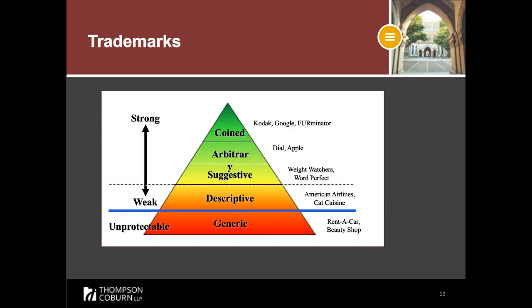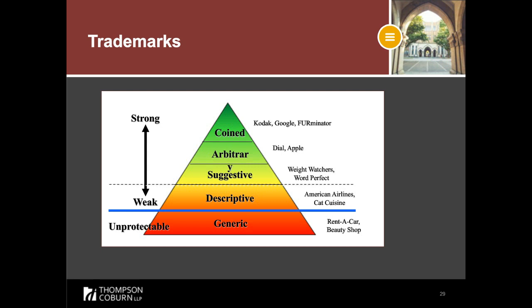And so this is an example. This just shows the spectrum of distinctiveness that's often used when determining the strength of a trademark. And starting down at the bottom, you have generic names, and that is a name that is not protectable in connection with a particular product or service. So in this case, we have beauty shop. That would be the generic name for a beauty shop and is not something that would ever be protectable.